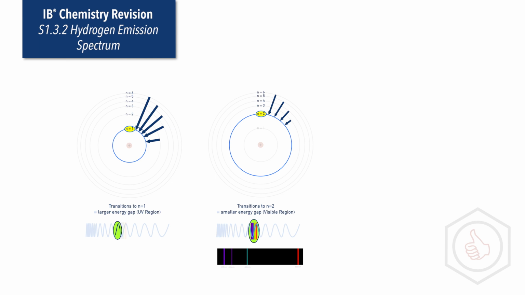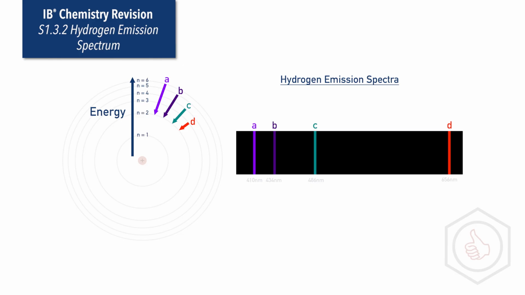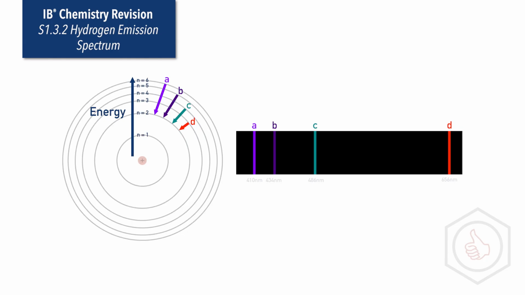Transitions to n equals 3 cause much smaller energy changes, and the emitted light is in the infrared region of the electromagnetic spectrum. Because the hydrogen spectrum shows only specific lines and it doesn't show a full rainbow or continuous spectrum, this provides evidence that the electron in a hydrogen atom can only occupy specific energy levels. It can't be at any distance from the nucleus.